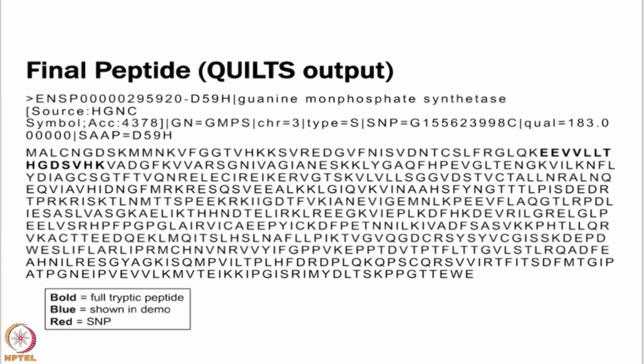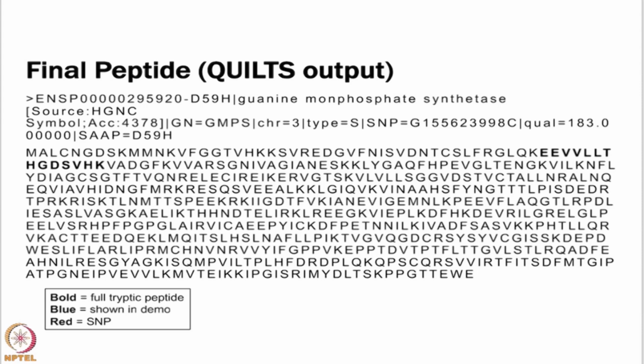So the output for quilts and custom ProDB will look something like this, where you'll have a FASTA file which has a header with information about the SNP that was incorporated into the sequence. Then I've bolded here the full tryptic peptide that would include that SNP. The blue is what I just showed in the demo. I didn't include the whole peptide, but you could scroll in and look at it. And then the H is where the actual SNP is. So we're going to do a similar example in the demo, with a different SNP, and actually going in the negative direction.